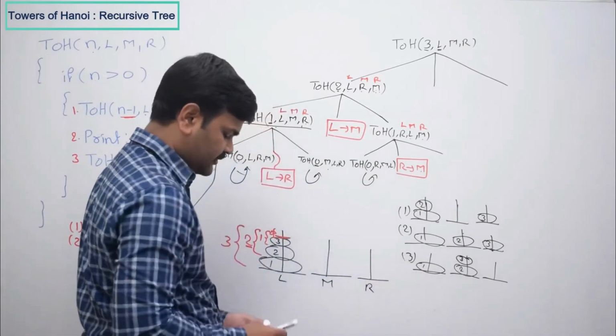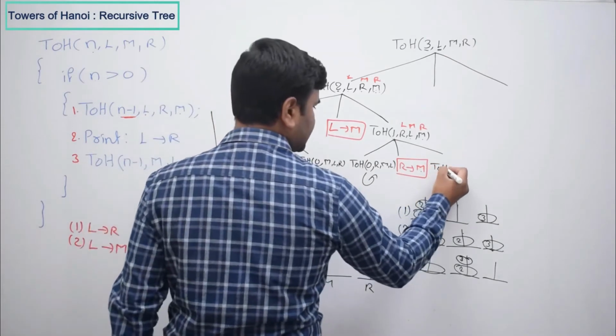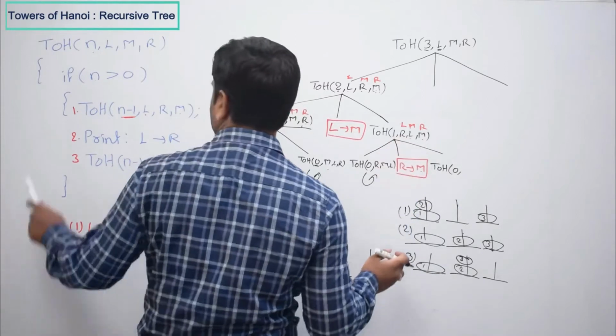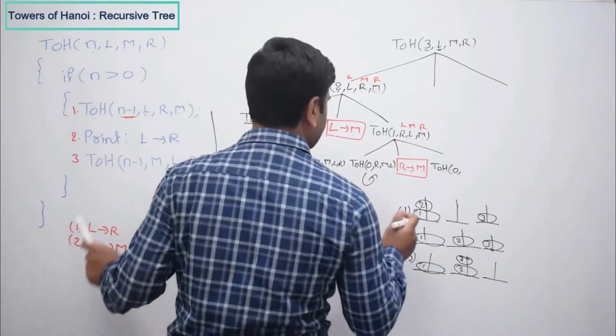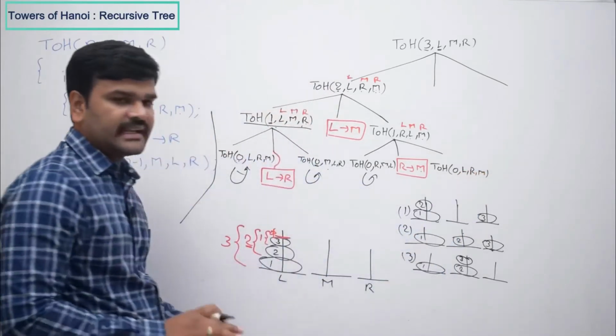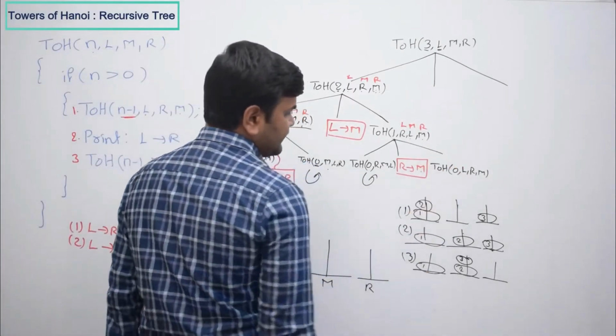This is the status now. So next, the third statement we have to execute. So Towers of Hanoi 0. First 2 we have to swap. LM you have to swap. That is LRM, because the meaning part we have already seen clearly. Okay, so that is completed.